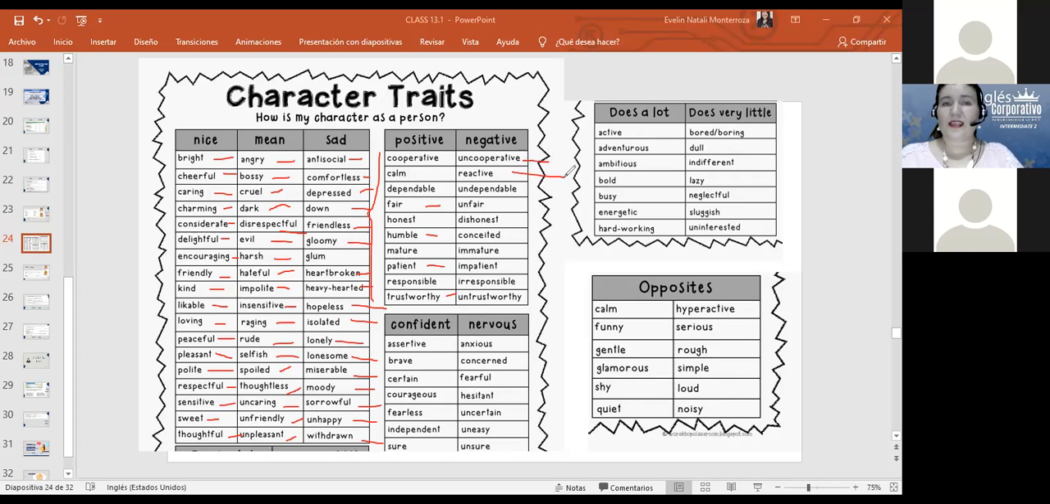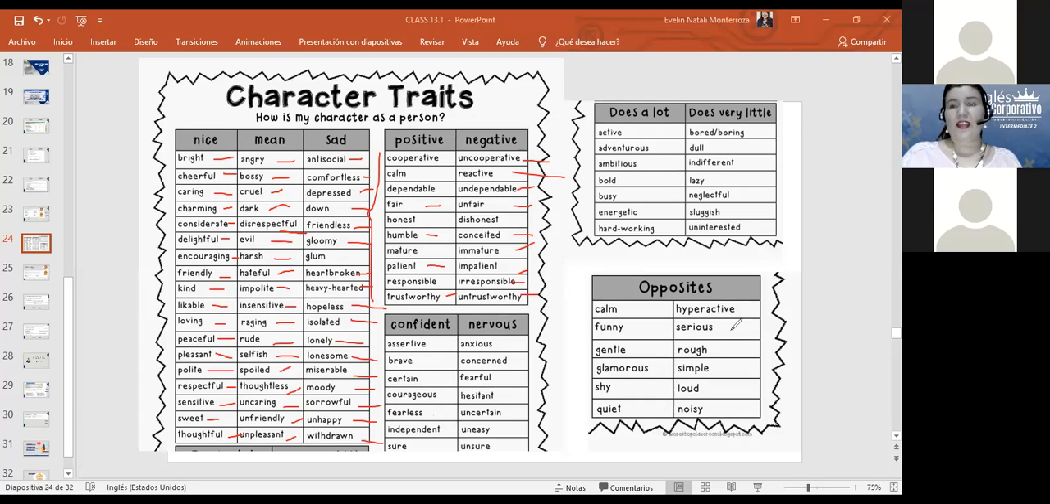And the opposite: cooperative, uncooperative, right? Calm, reactive. Reactive is like, ¿y por qué, pues? Ni le han dicho nada y ya está peleando. Okay, take it easy, right? Dependable, undependable. Que no depende de nada, que cree que puede hacerlo todo. Fair, unfair. Justo, injusto. Honest, dishonest. Humble, conceited. Conceited is like, it's full of himself. Immature, impatient. Irresponsible and untrustworthy. Untrustworthy is like que no es de confiar.